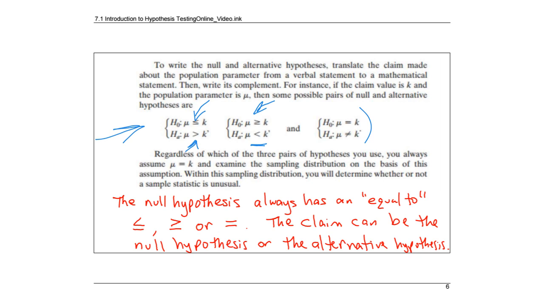Okay, so I know I keep repeating myself, but the null hypothesis has to have an equal to. So less than or equal to, greater than or equal to, or straight equal to. The alternative is going to be the complement. And then the claim can be either one. The claim could be the alternative or the null hypothesis. And that's where the trickiness is going to come in a little later in chapter 7, of figuring out where the claim is and how to interpret.